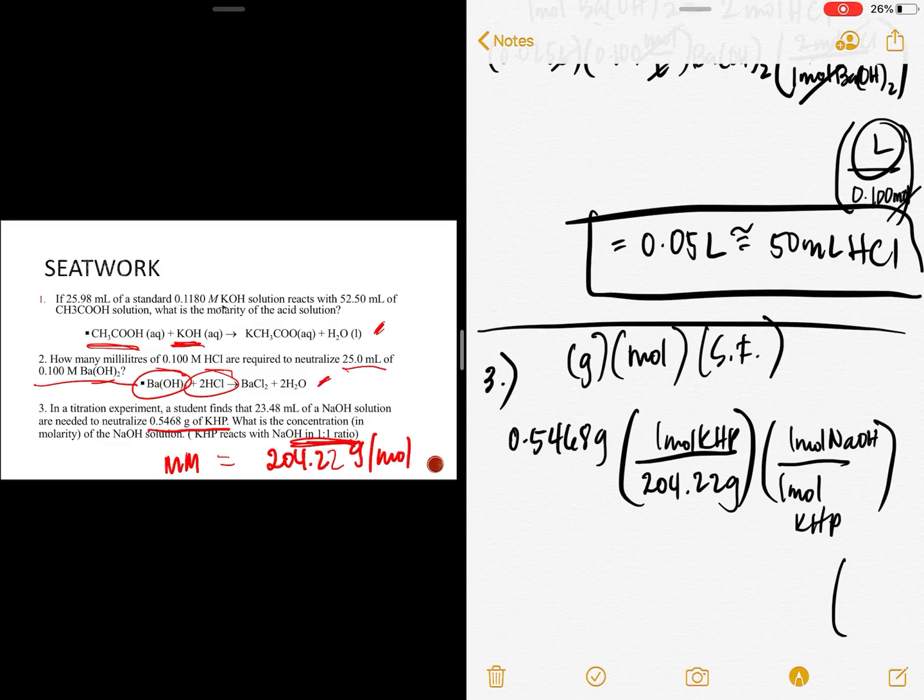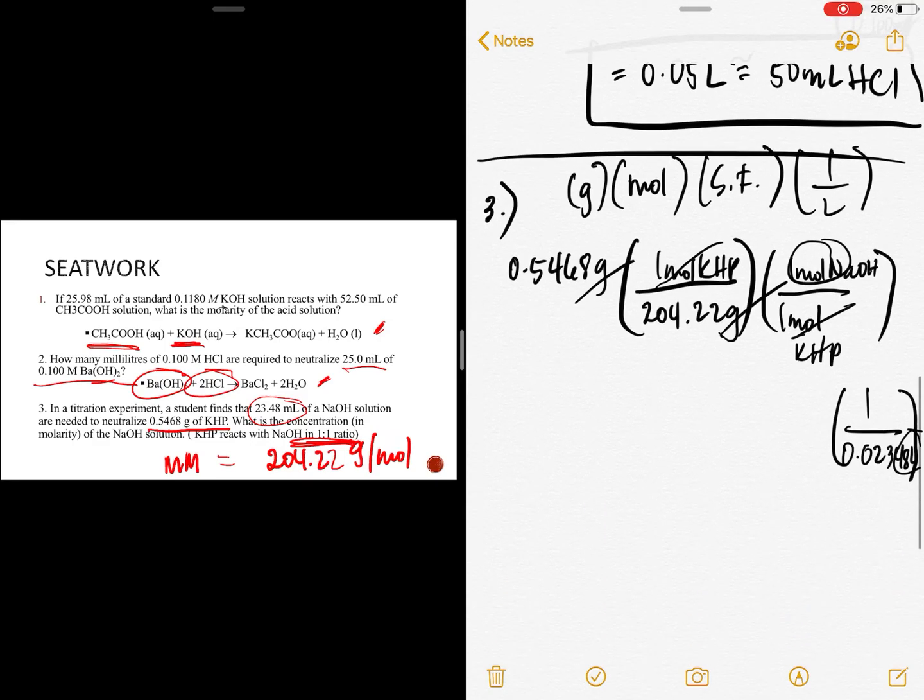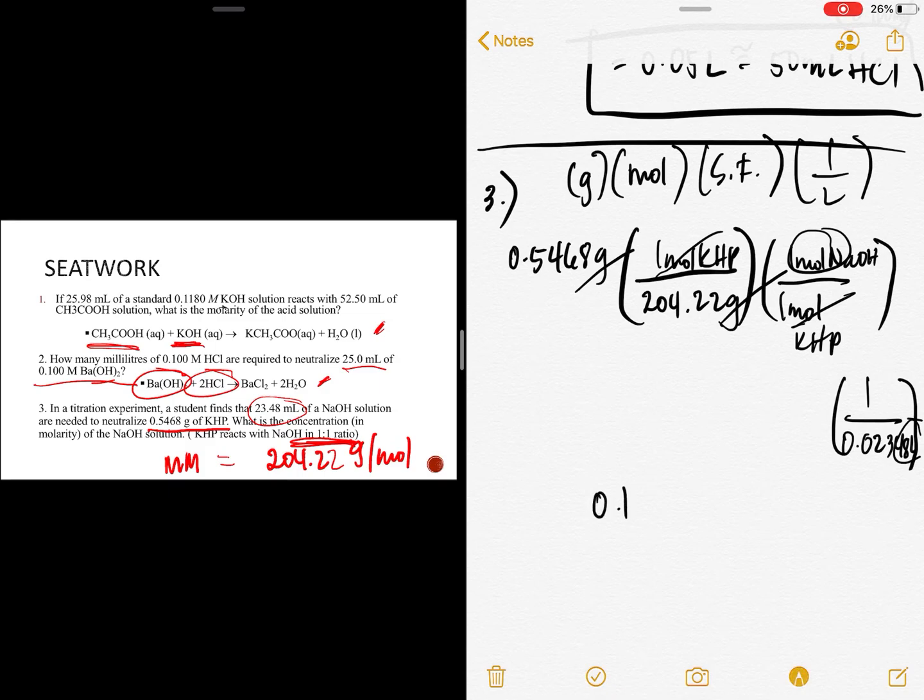Ayan. So, sa baba, ilalagay ko na lang, no? 1 over the liter ito. So, 1 over, ano yung binigay sa atin na volume here? Isa lang. So, 0.02348 liter. Ayan. Actually, ang technique lang dito is to cancel the units, no? You have to cancel the units. So, mole. Ang natira is mole per liter kasi ang hinahanap sa atin sa problem is yung concentration ng sodium hydroxide. So, 0.5468 divided by 204.22 divided by 0.02348. So, the molarity of your sodium hydroxide solution is 0.1 molar.